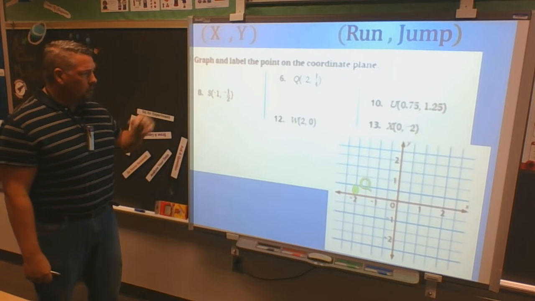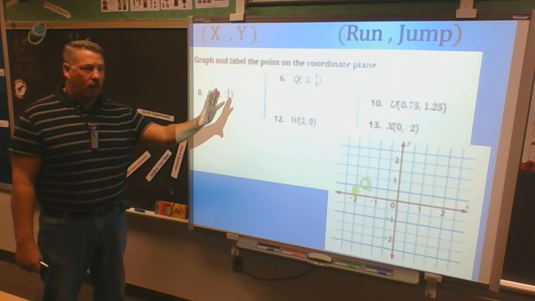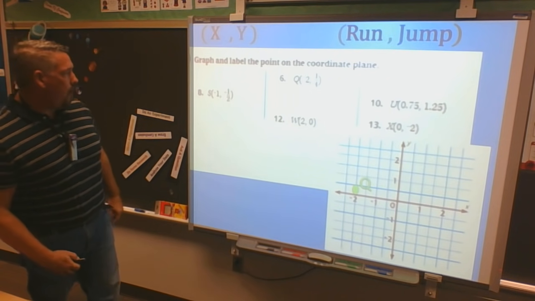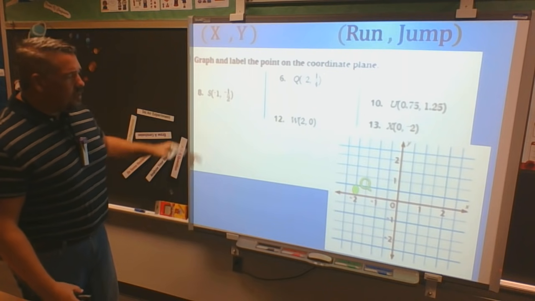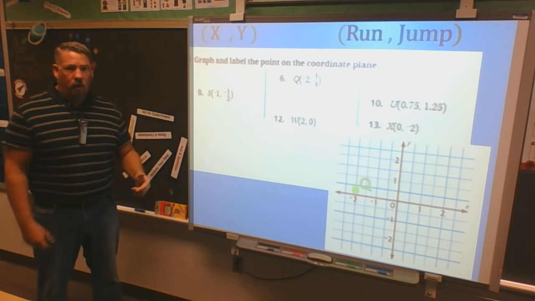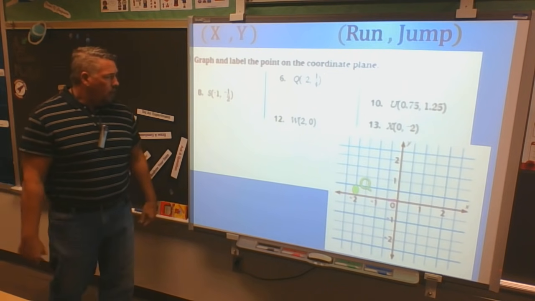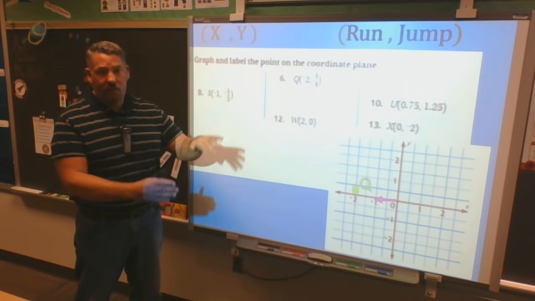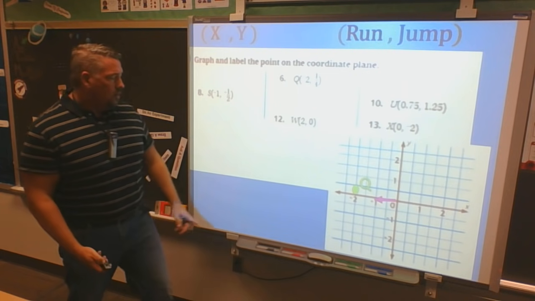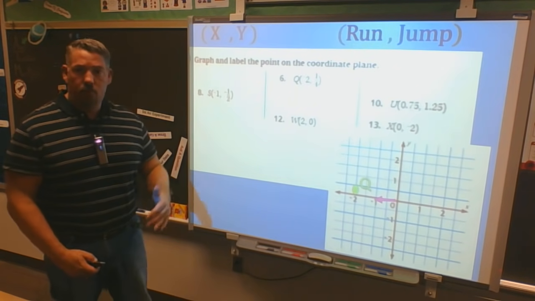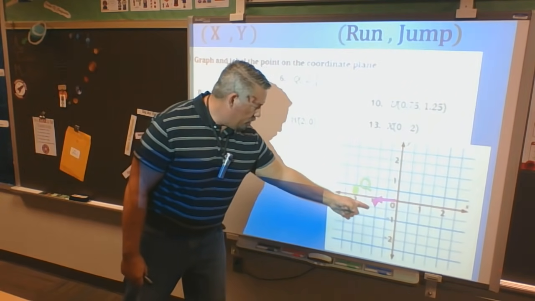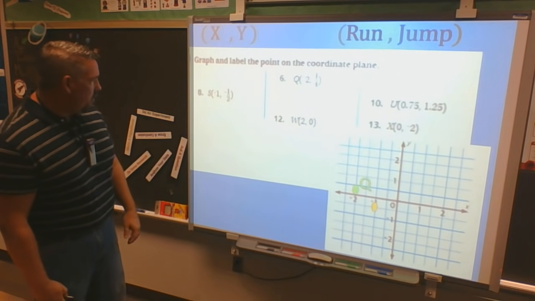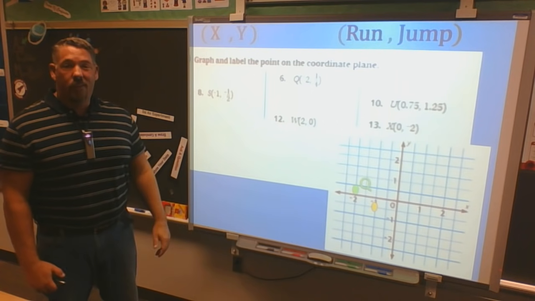All right, 8, jumping in. I know yours are there, your negatives are there, but our odds are there. We're only going to do these positives. So then 8 is S. It says -1, so I'm going to run backwards 1. And then it says -1/2. So I'm going to jump down, because it's negative, to the 1/2, which is that first blue line. Once I jump down to that blue line, then I can put my point. And once my point is there, then I can label it with an S.